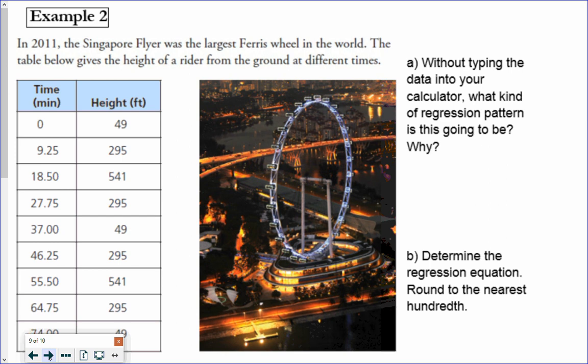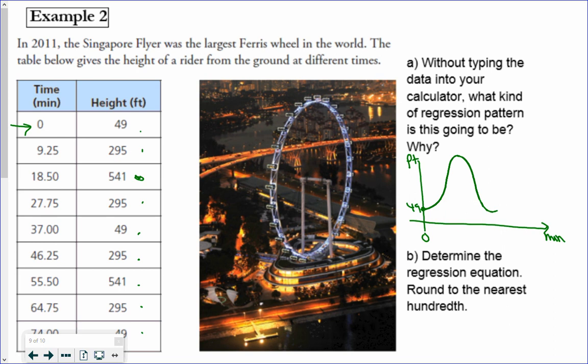Just think about this for a second. You've got the time in minutes, and you've got the height in feet. At time 0, he's 49 feet off the ground. Look at the numbers: they go up, up, up to a peak, and then they start going down. Then they go back up again, then down. Think about a Ferris wheel. You go up, and then you come down. Then you go up, and then you come down. And then maybe the ride ends after two times around.